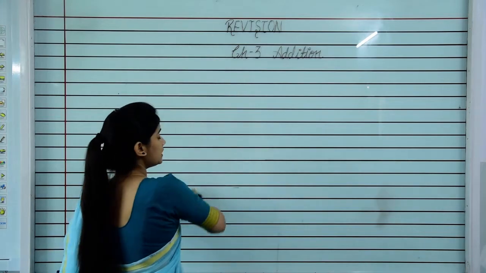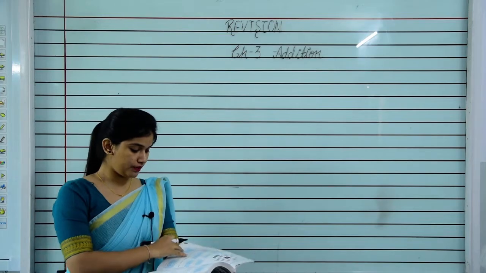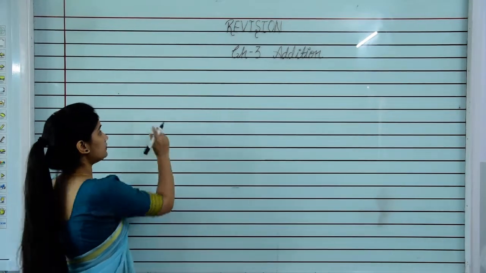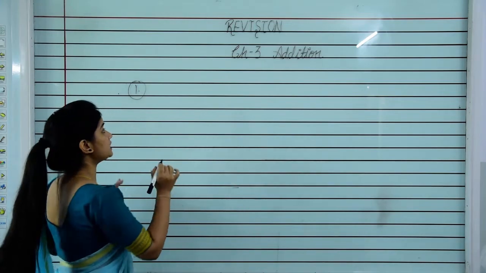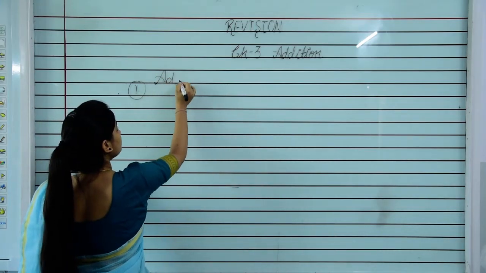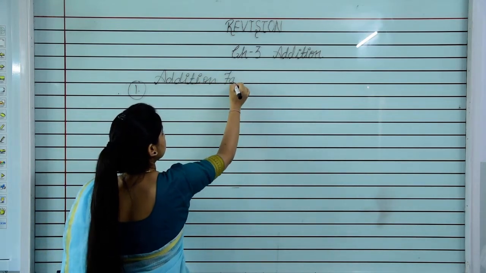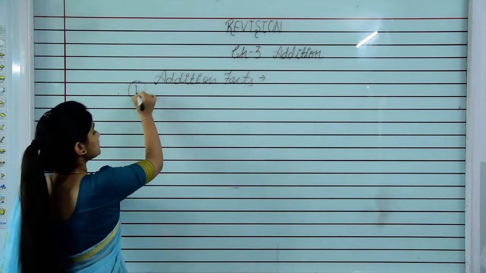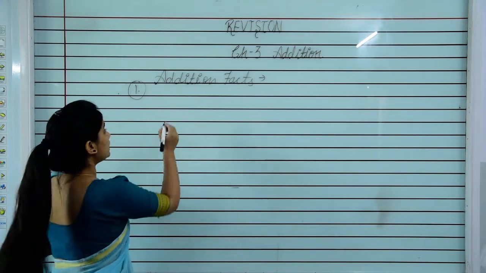So students, now we'll discuss addition facts on page number 29. On page number 29, addition facts. Let's see the first one. We can add two numbers in any order. We are doing addition facts. The first we are discussing now is, if we add two numbers in any order.